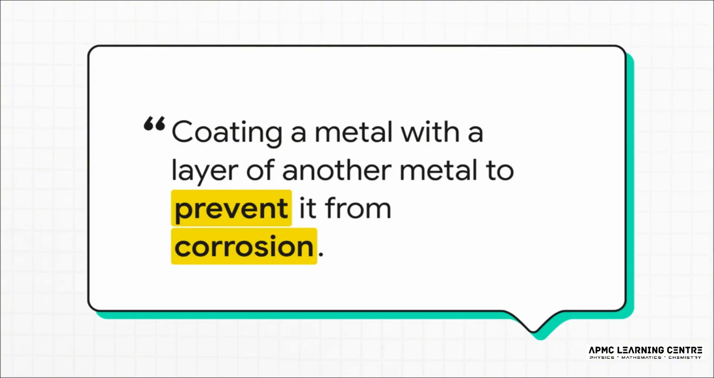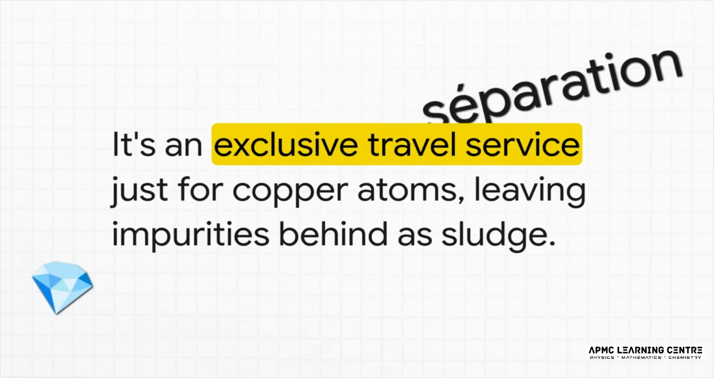And yeah, making things shiny is nice, but the real industrial superpower here is protection. That thin layer of metal acts like a suit of armor, preventing the object underneath from rusting and corroding away. It's a huge deal. The other major application is purification.